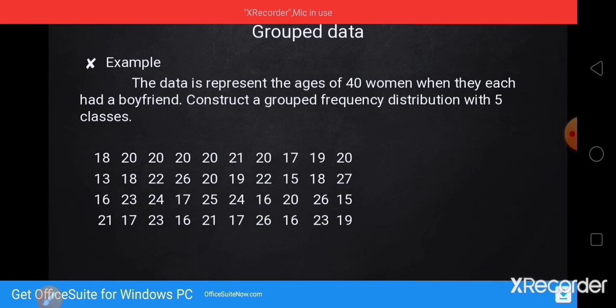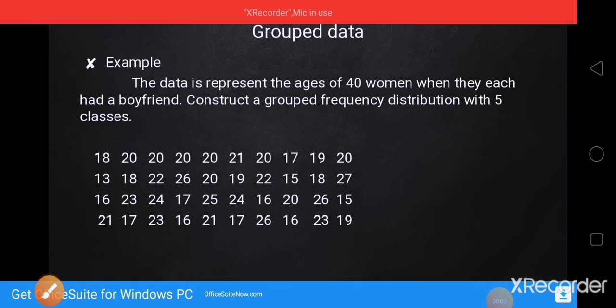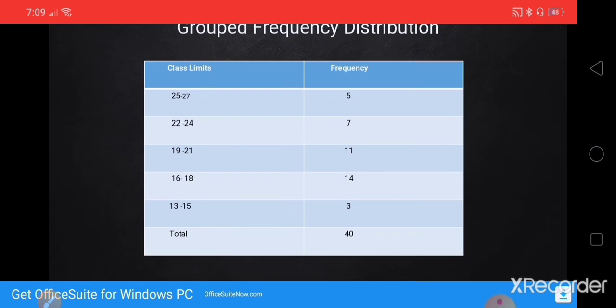And that's all for ungrouped data for measures of dispersion. Now I will discuss the grouped data. For example, the data represents the ages of 40 women when they each had a boyfriend. Construct a grouped frequency distribution with 5 classes. This is the grouped frequency distribution with 5 classes or class intervals.